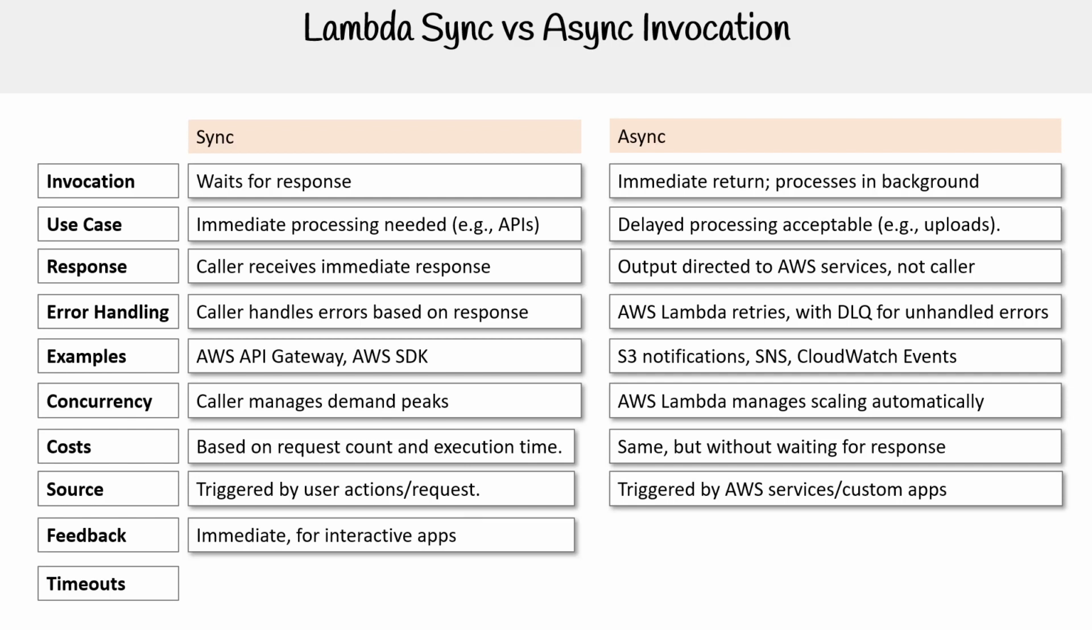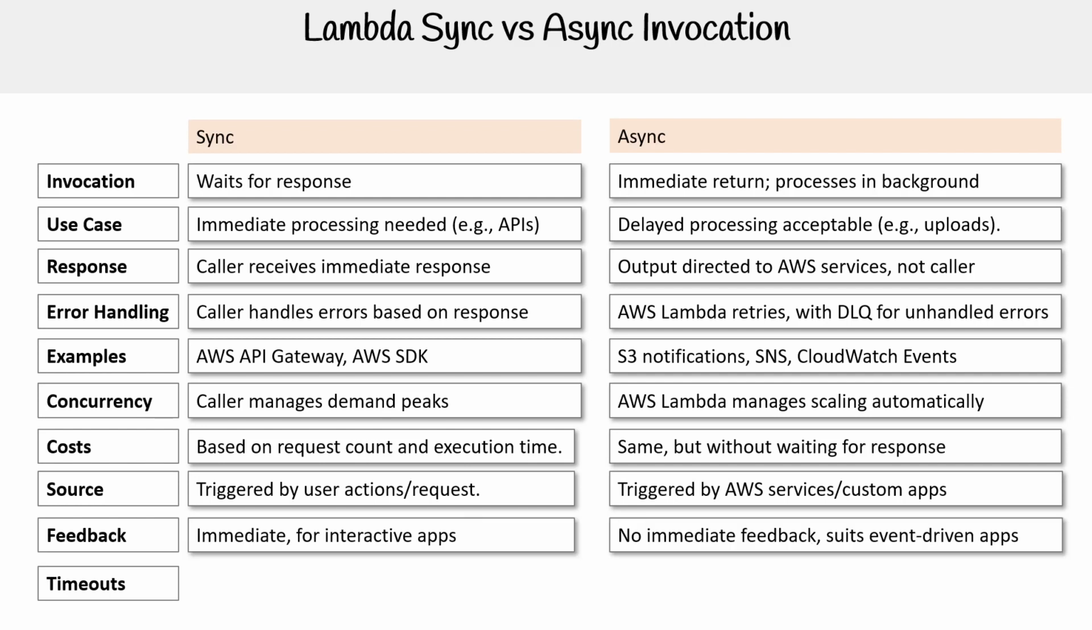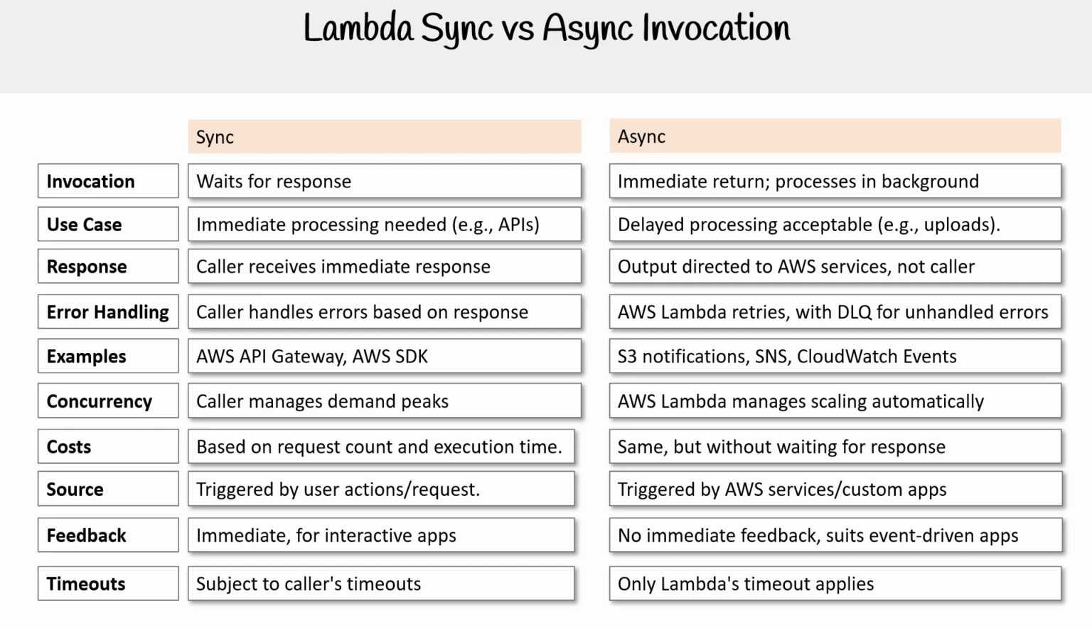For sync, the feedback is immediate for interactive apps. For async, there is no immediate feedback. It's great for event-driven apps. For sync, the timeout is subject to the caller's timeout. For async, it's only the Lambda's timeout that applies.